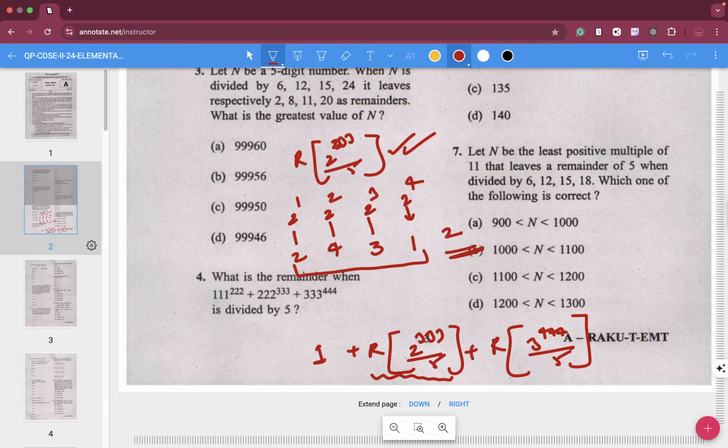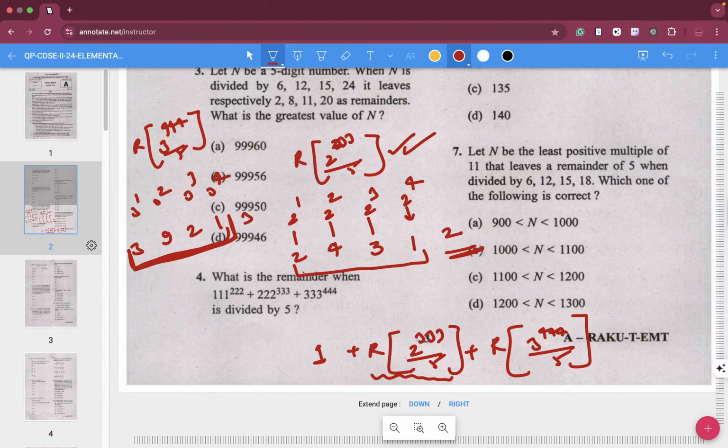Similarly, let's check for 3, the remainder of 3 raised to the power 444 divided by 5. 3 raised to the power 1, the remainder is 3. 3 squared is 9, the remainder is 4. 3 cubed is 27, the remainder is 2. 3 raised to the power 4 is 81, the remainder is 1, and after this it starts to repeat. So the cyclicity here is also 4.